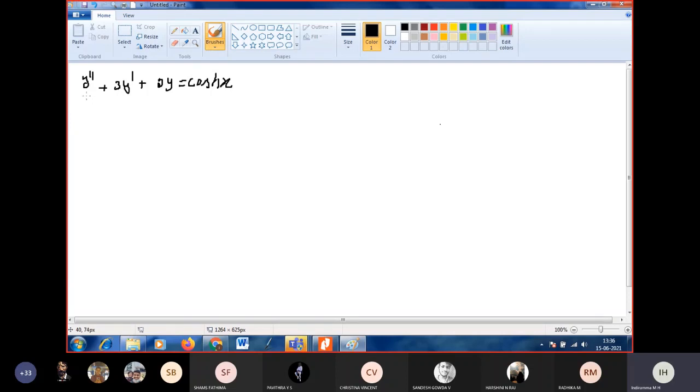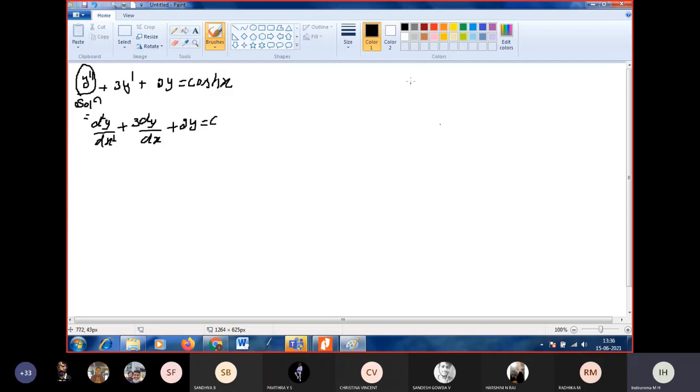Okay, so first we have to simplify this. So y double dash is nothing but what? d square y by dx square. Okay, d square y by dx square is y double dash, plus 3 into y dash is nothing but dy by dx, plus 2y is equal to cos hx.